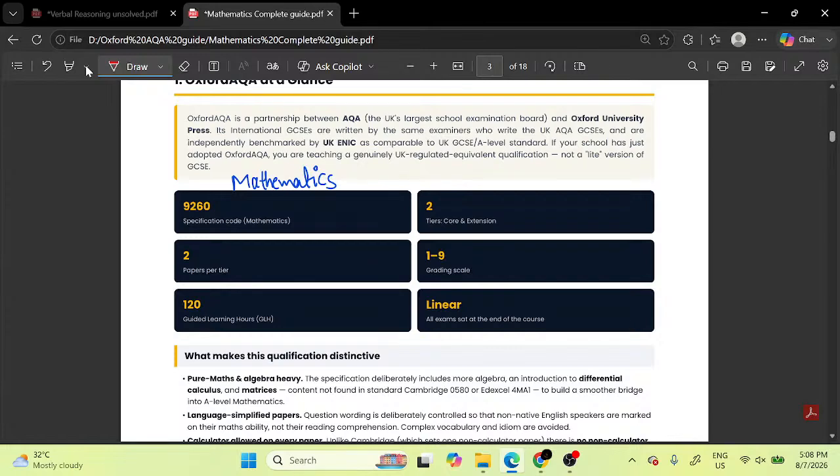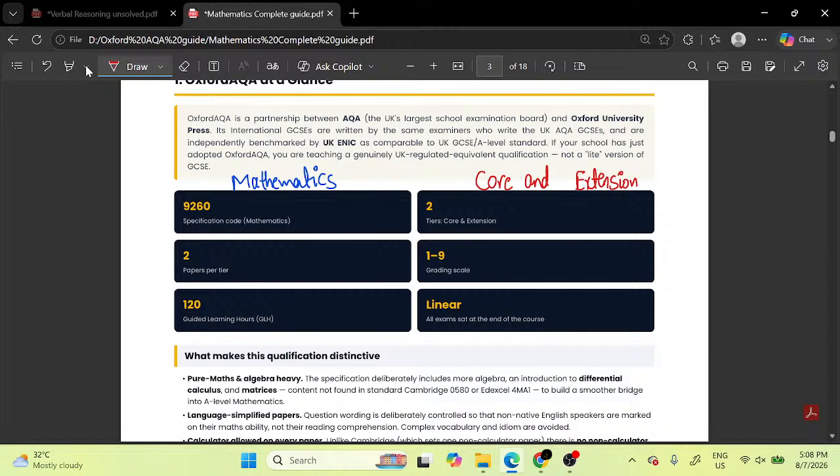Over here there are two tiers. Like in IGCSE there are two tiers, core and extended, the same way in AQA mathematics there are also two tiers. The first one is the core tier and the next one is the extended tier, or you can say the extension tier. Each tier has two papers. The core students have to give two papers, and the extension students also have to give two papers.